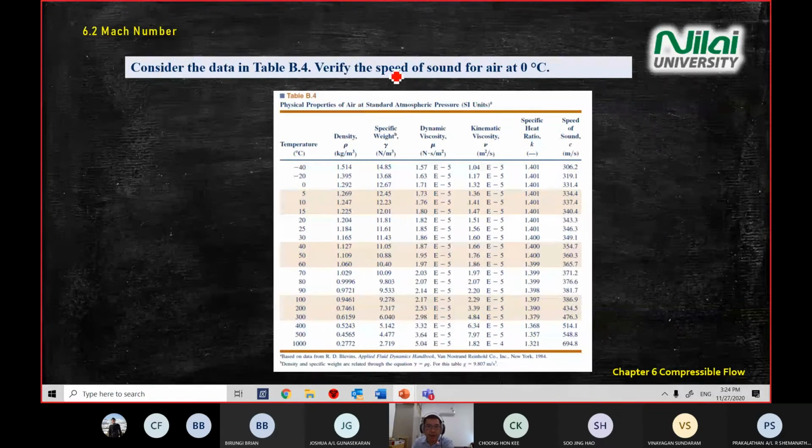So we're going to verify very quickly the speed of sound for air at 0 degrees C, which is 331.4 meter per second. We're going to prove this value in a very simple mathematical way. Of course, in the exam, I won't ask you to prove it. I'm going very fast. How can this value be found? What is the equation for speed of sound just now?